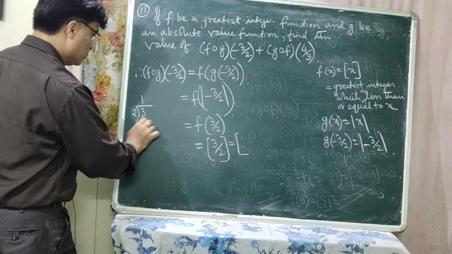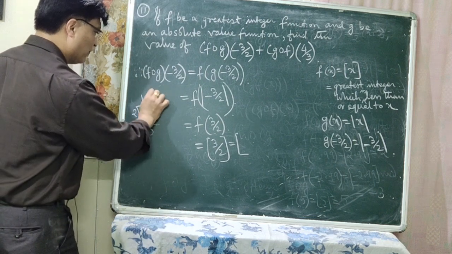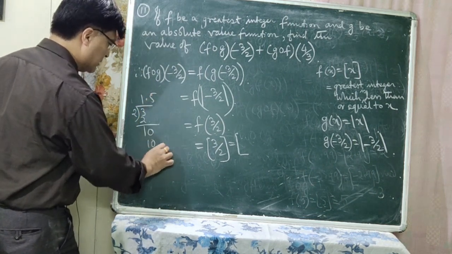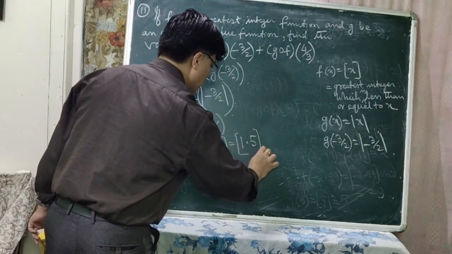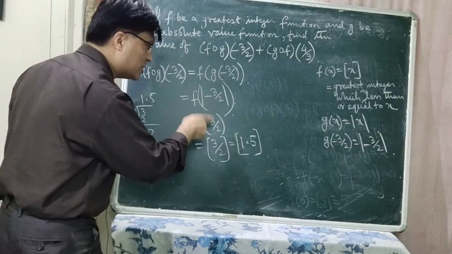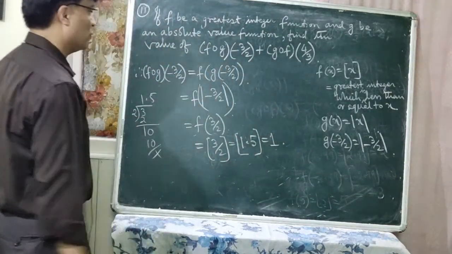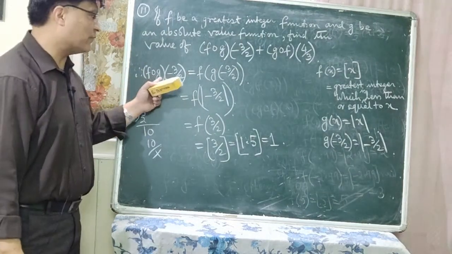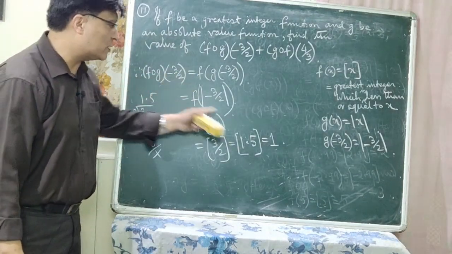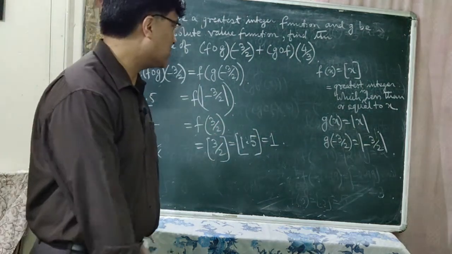2 1s are 2, 3 minus 2 is 1. 2 5s are 10, isn't it? Which is equal to 1.5. So which is the greatest integer which is less than 1.5? Which is equal to 1. So we have got this as 1. That is, f o g of minus 3 by 2 is equal to, what is the value? It is 1. So I think you have understood it.